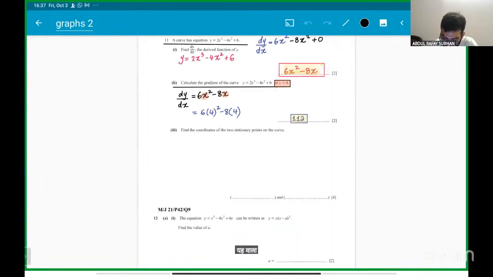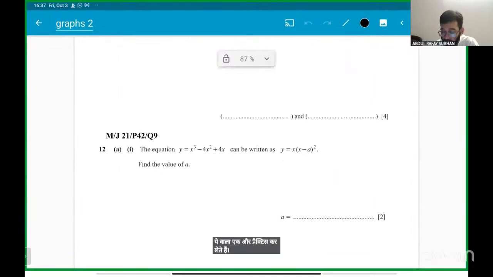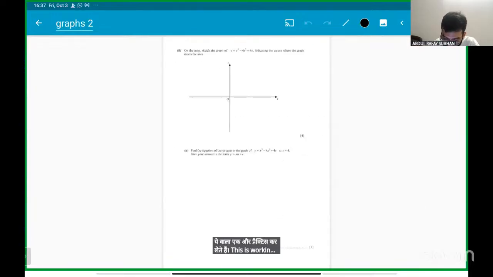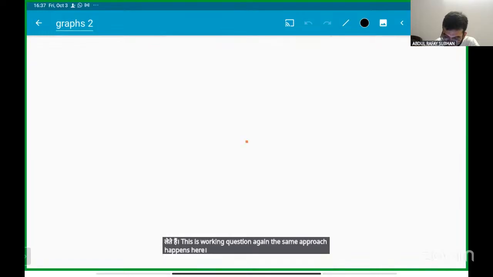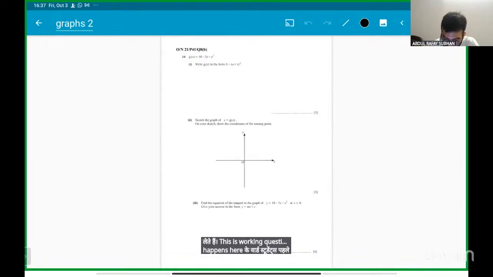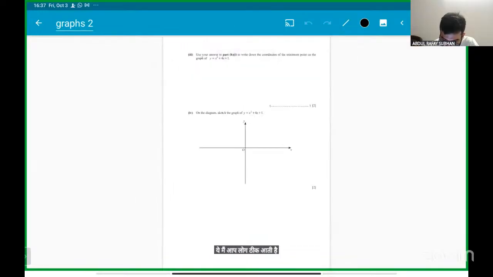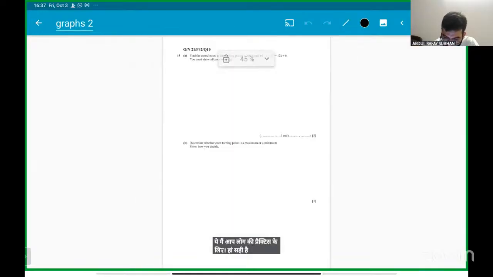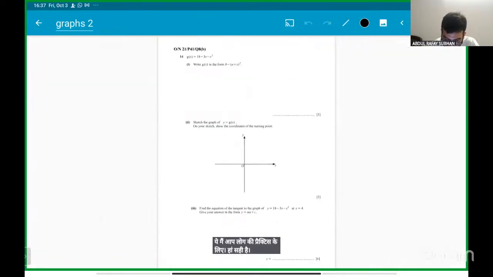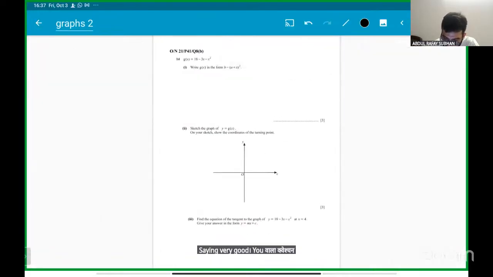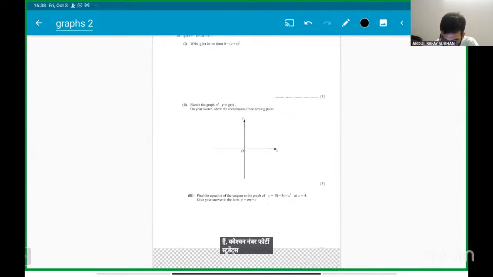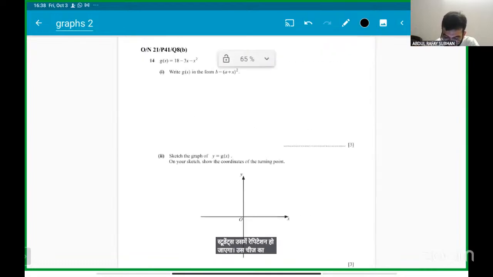The next one is basically, ये वाला एक और practice कर लेते हैं. This is a very good question. Again, the same approach happens here. ये मैं आप लोग की प्रैक्टिस के लिए, ये वाला क्वेश्चन करते हैं. क्वेश्चन नंबर 14 सॉल्व करते हैं स्टूडेंट्स. उसमें रेपिटेशन हो जाएगा उस चीज का और ये सारी सॉल्विंग भी हो जाएगी.